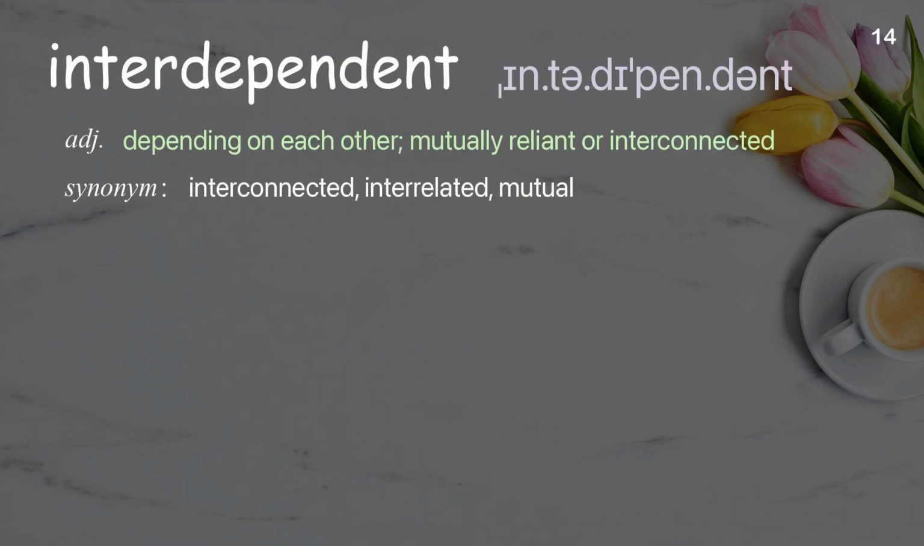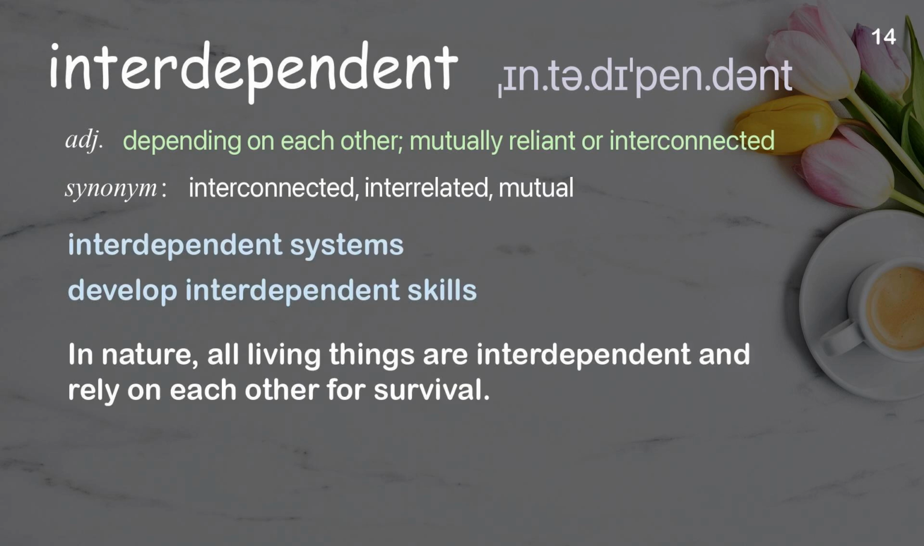Interdependent. Depending on each other, mutually reliant or interconnected. Examples: Interdependent systems. Develop interdependent skills. In nature, all living things are interdependent and rely on each other for survival.